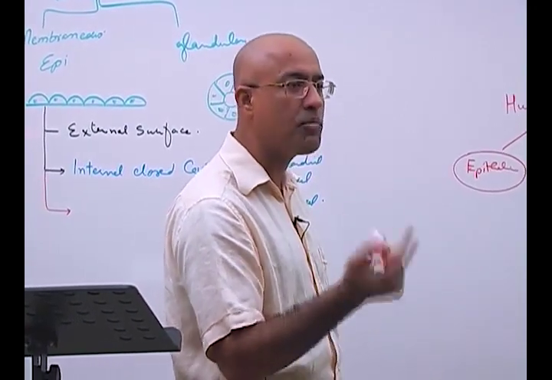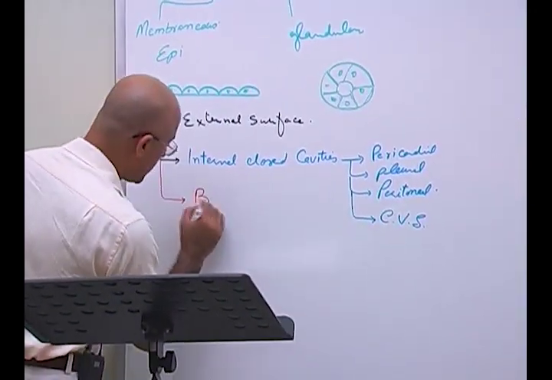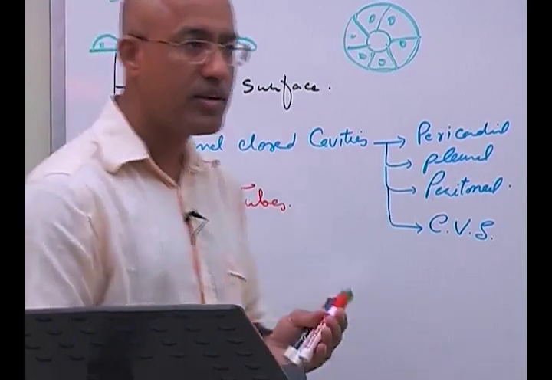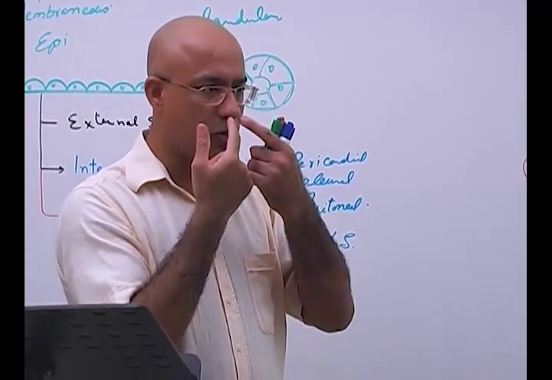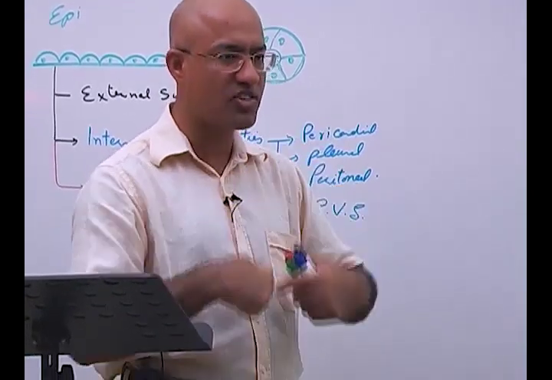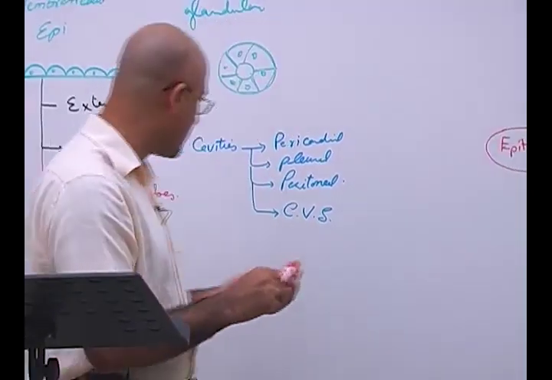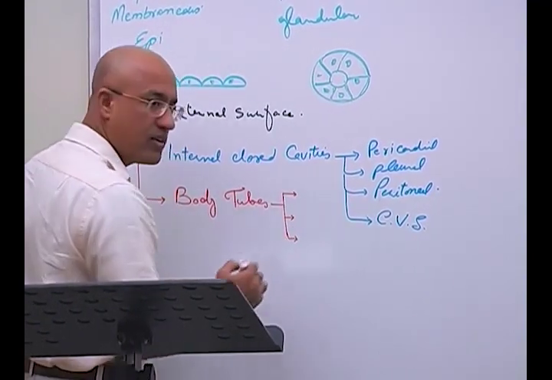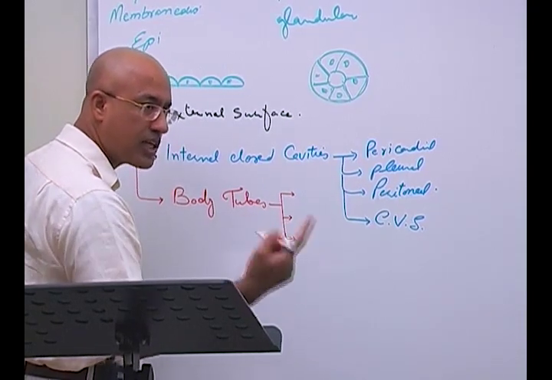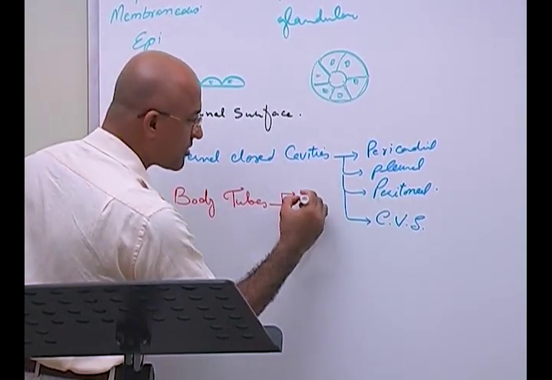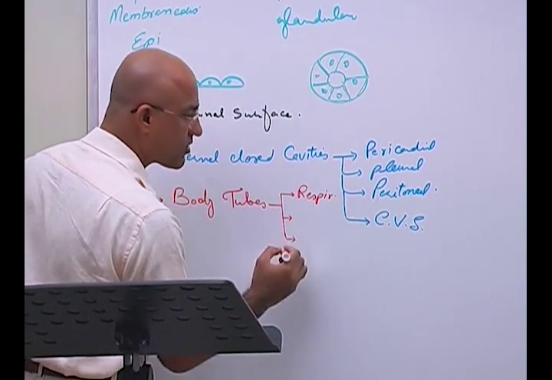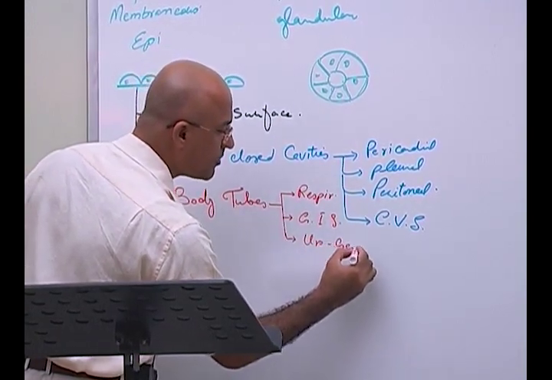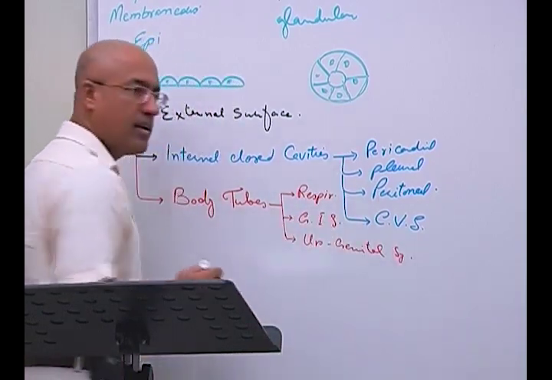Epithelium also lines the body tubes which communicate to the exterior. For example, tubes of the respiratory system, tubes of the gastrointestinal system, tubes of the urogenital system. So it means all the body tubes which are communicating to the exterior are also lined by different types of epithelia. For example, respiratory system, gastrointestinal system, and urogenital system.